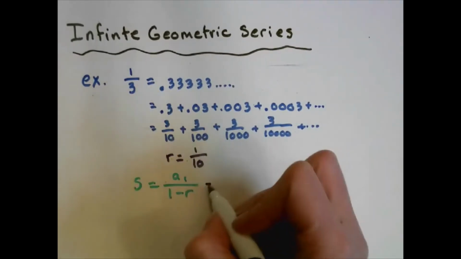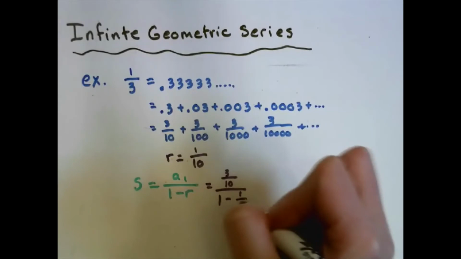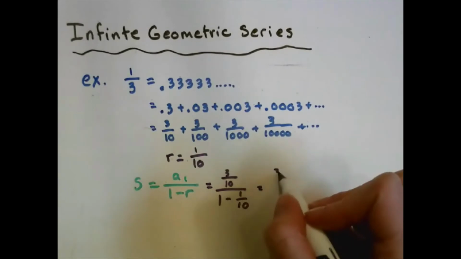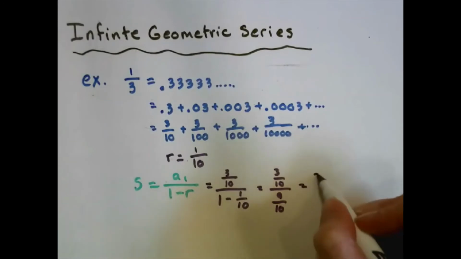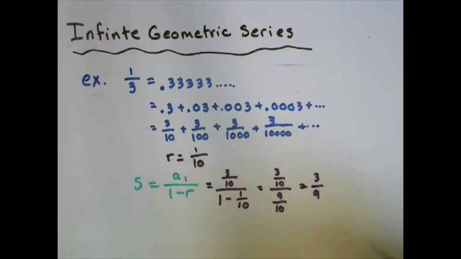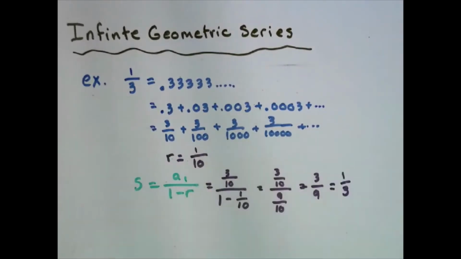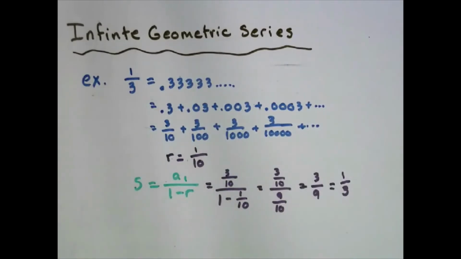Well, my a1 is 3/10 over 1 minus my common ratio, which is 1/10. So that's going to be 3/10 over 9/10, which is going to be 3/9 because those 10s will reduce. And 3 over 9 is, drumroll please, 1/3. So we said 1/3 equals this, and then we turned this into a geometric series and showed that if I add an infinite number of 0.3, 0.03, 0.003s, I get a sum of 1/3.